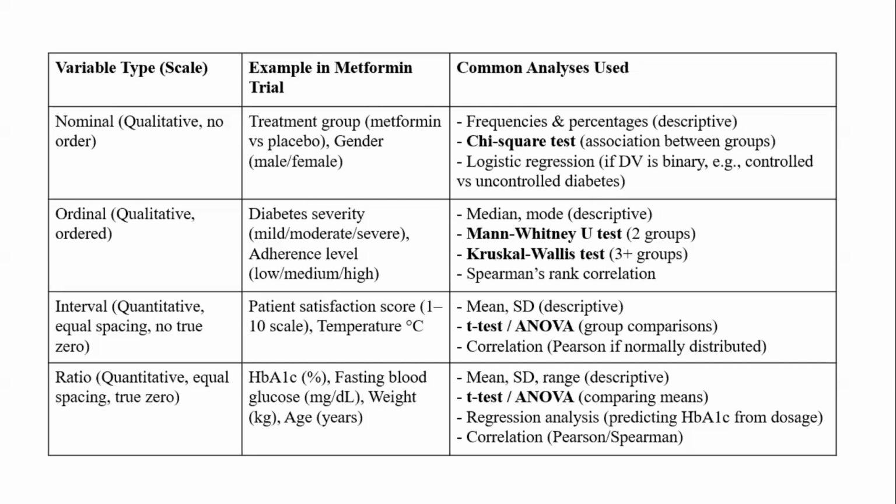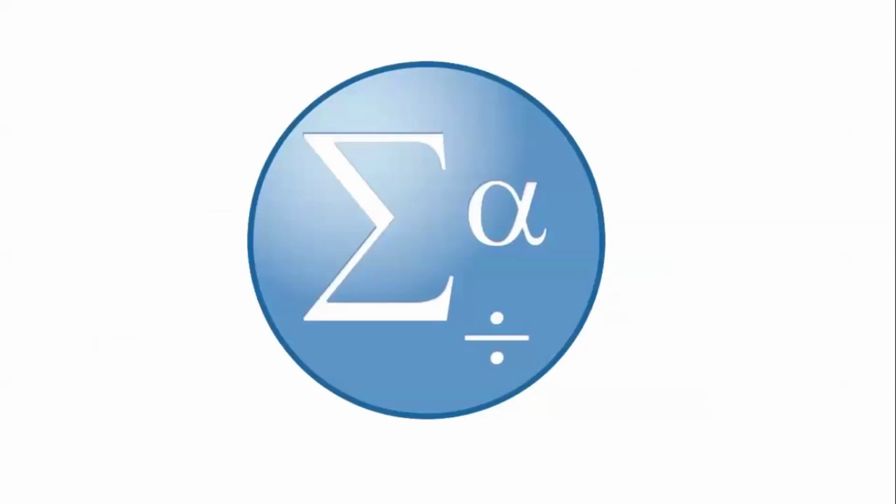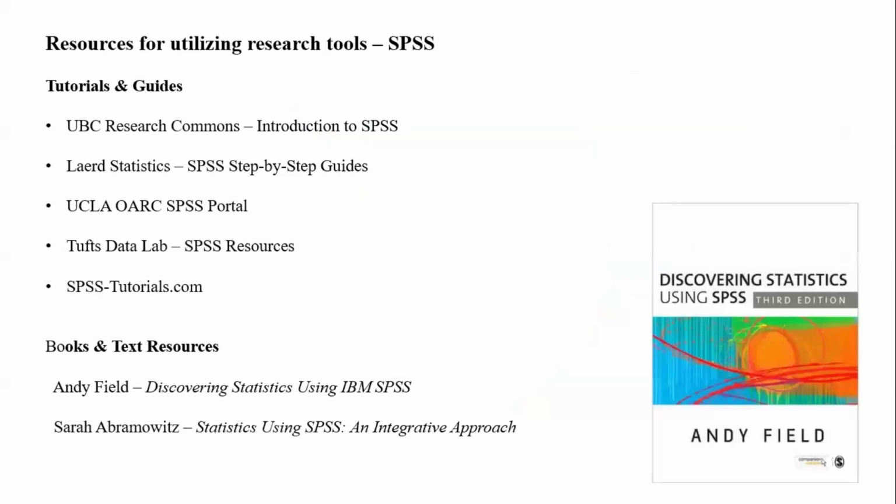And the other, we have the ratio, which falls under quantitative, for example HbA1c, fasting blood glucose, weight in kg, and age. For this you can find the mean, standard deviation, range, t-test, ANOVA, regression analysis, and correlation. So let's get to SPSS. SPSS is one of the tools most used in data analysis, especially for clinical data that have been collected, for example the data we have collected on metformin, the case I provided.